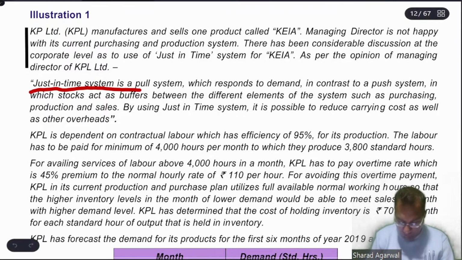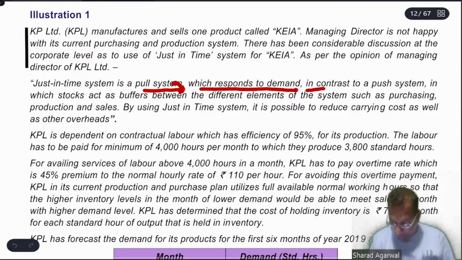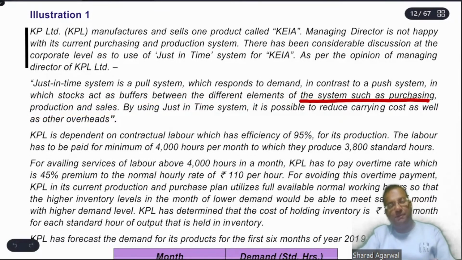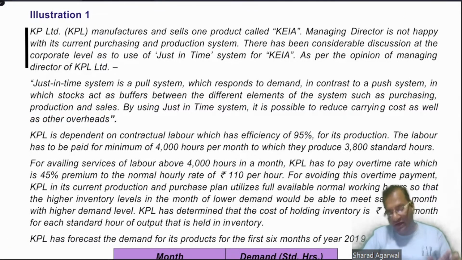JIT system is a pull system. Agreed? Yes, JIT system is a pull system which responds to demand, in contrast to a push system in which stock acts as buffer between the different elements of stock, purchasing, production and sale. This is the definition of JIT, and definitely we agree that JIT works on a pull system, not on the push system.